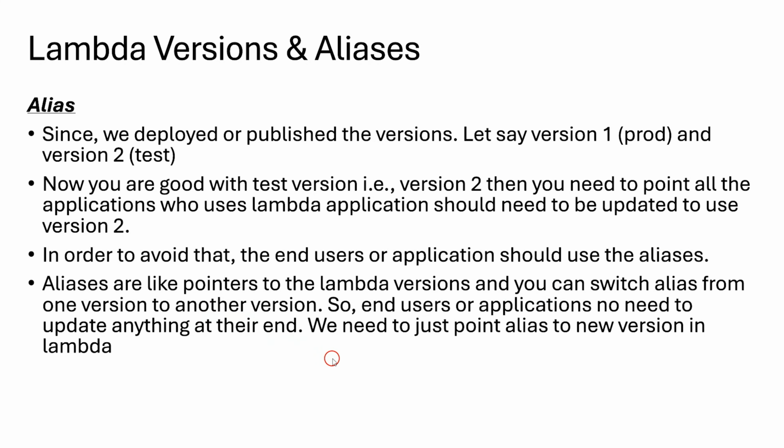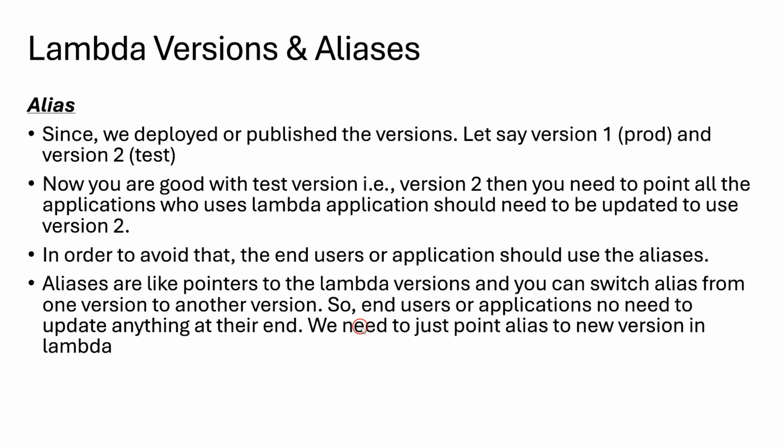Usually aliases are like pointers to the Lambda version. As I told, it's a pointer to the Lambda version, and you can switch the alias from one version to another version. So end users or applications need not update anything at their end. That is the main goal. We need to just point the alias to the new version in Lambda.